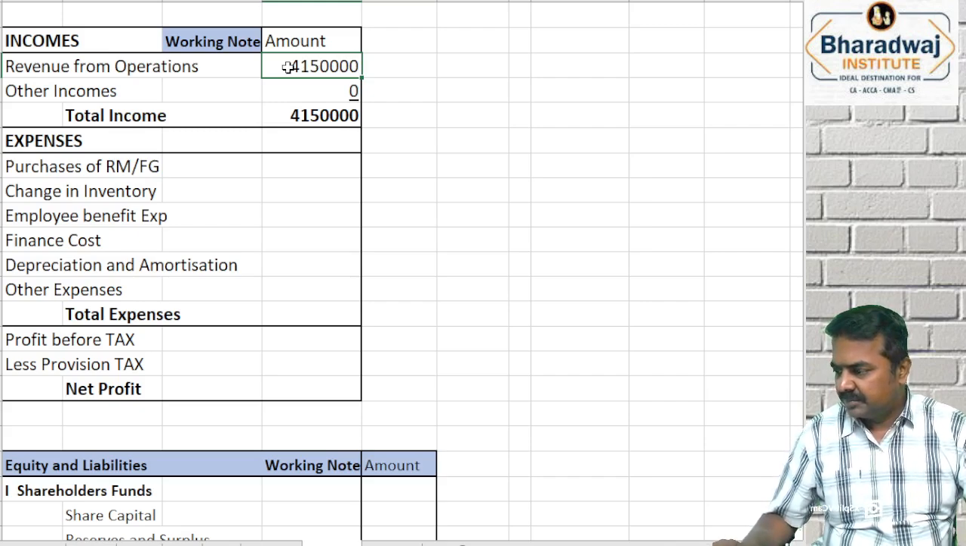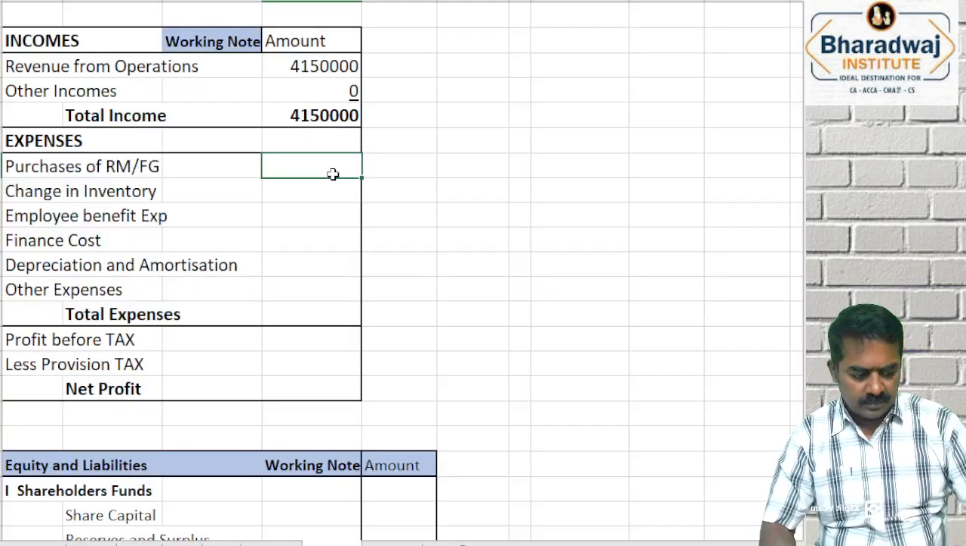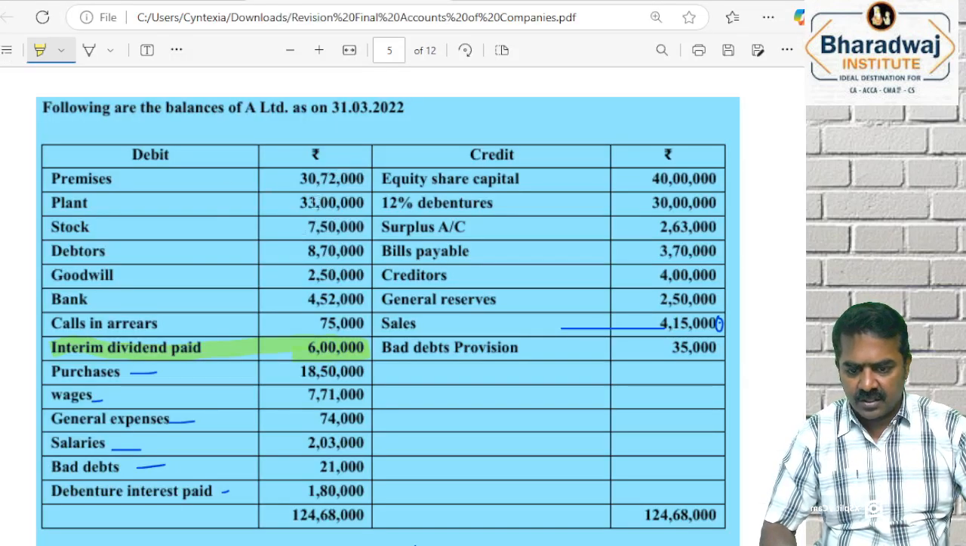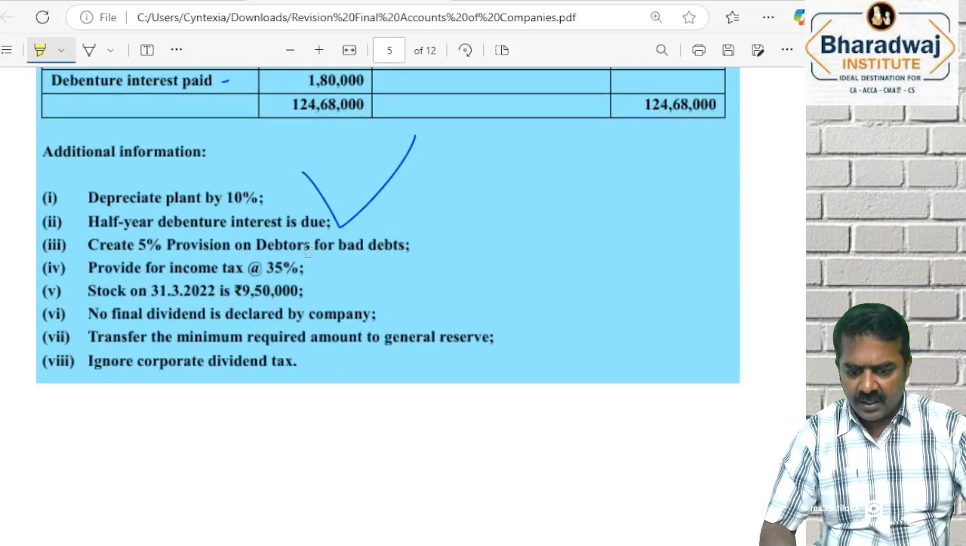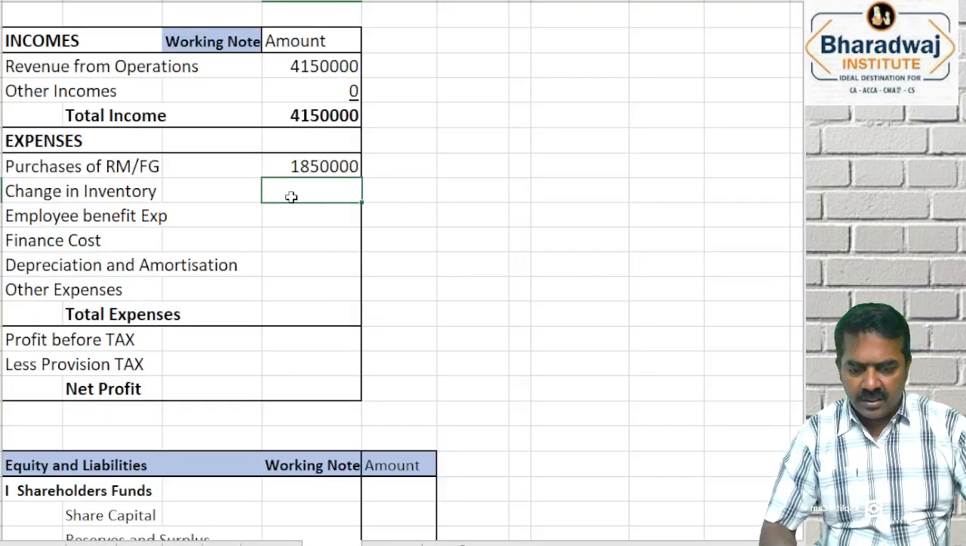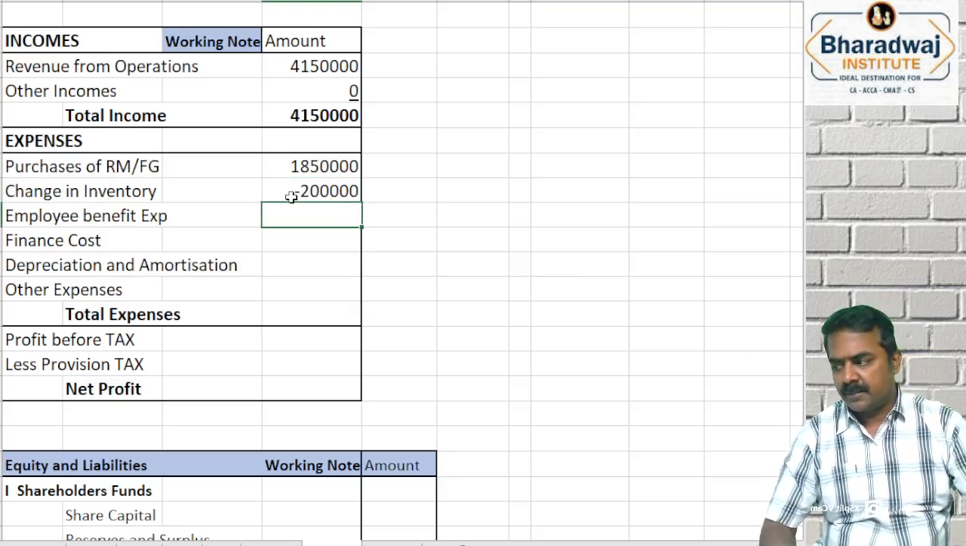Then purchase of raw material or finished goods, how much is it? 18,50,000. Look at change in inventory, opening stock to closing stock. Here we have given 7,50,000 and 9,50,000. Increase in inventory, 2 lakhs. 7,50,000 to 9,50,000, 2 lakhs.